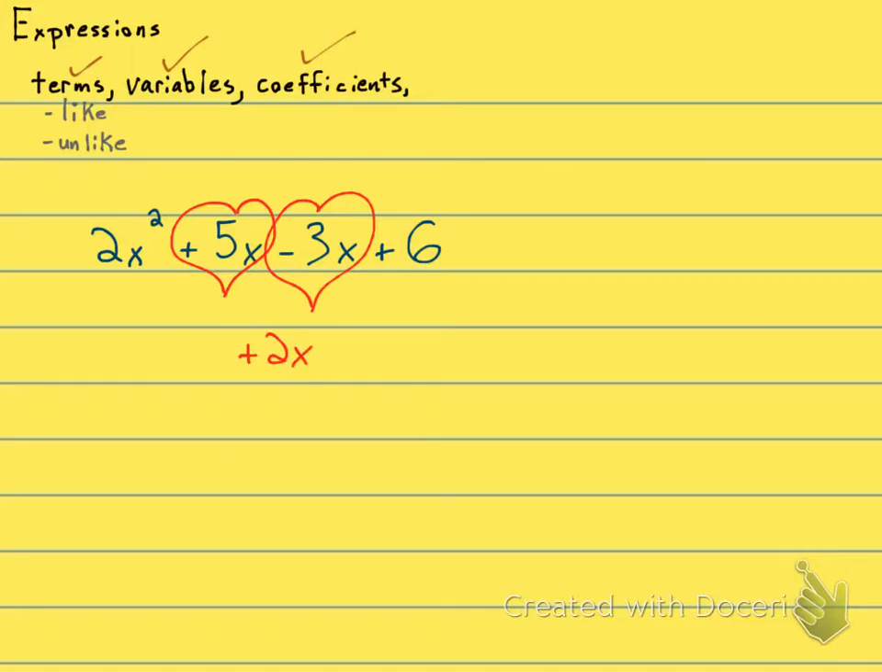Now, are any of the other ones like terms? No, they're unlike terms. You see this 2x squared and the 5x? They're unlike terms. They don't go together. You see the -3x plus 6? They are unlike terms. They don't go together. Okay, so there's our definitions. Expressions, terms, like terms, unlike terms.